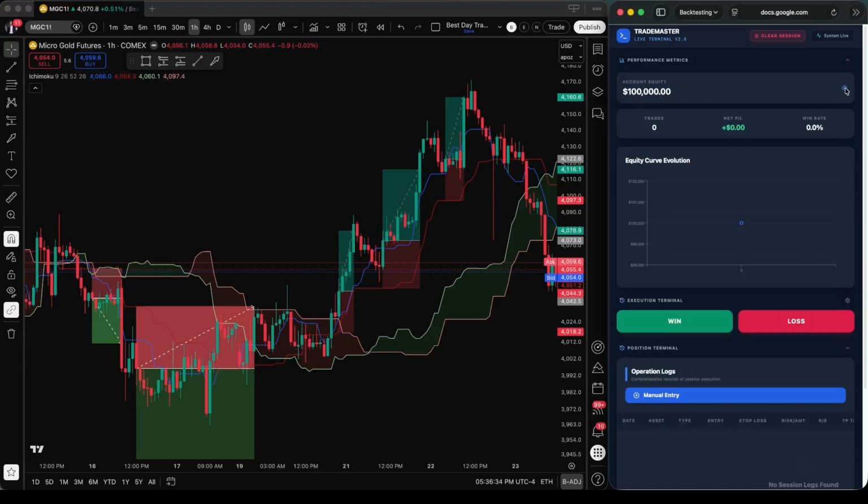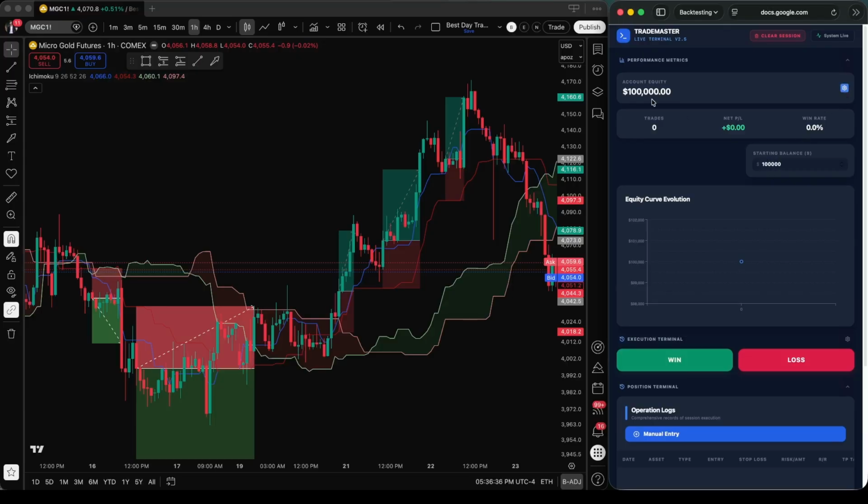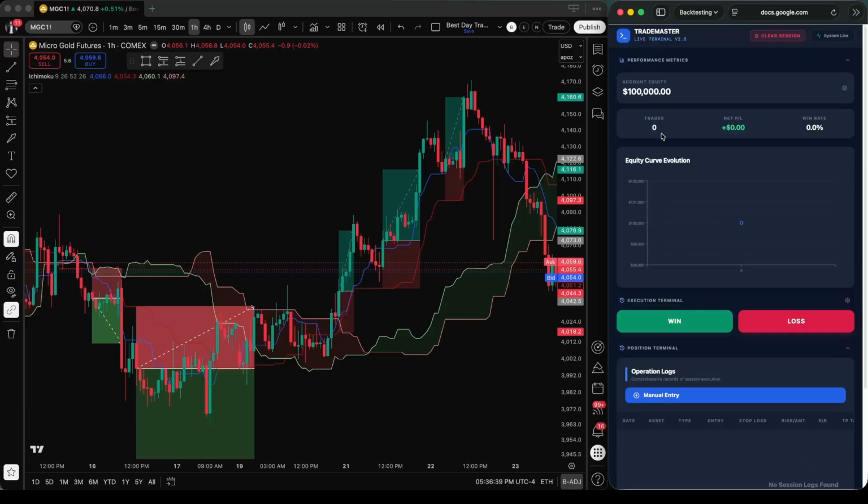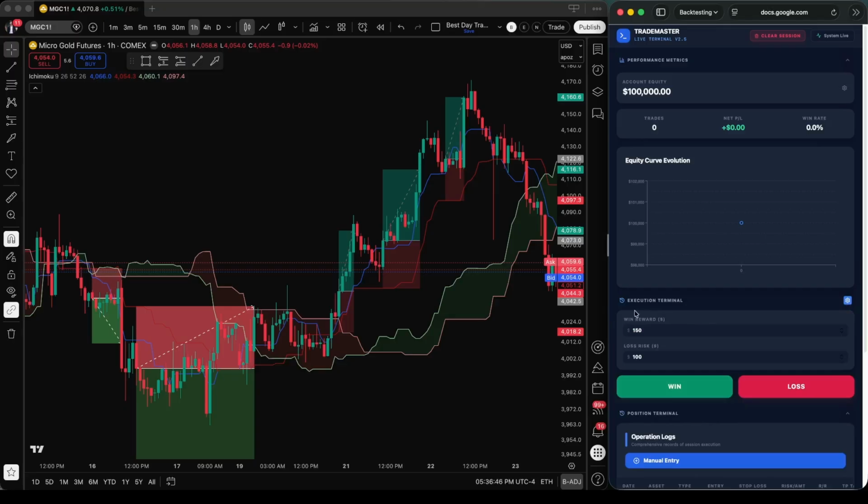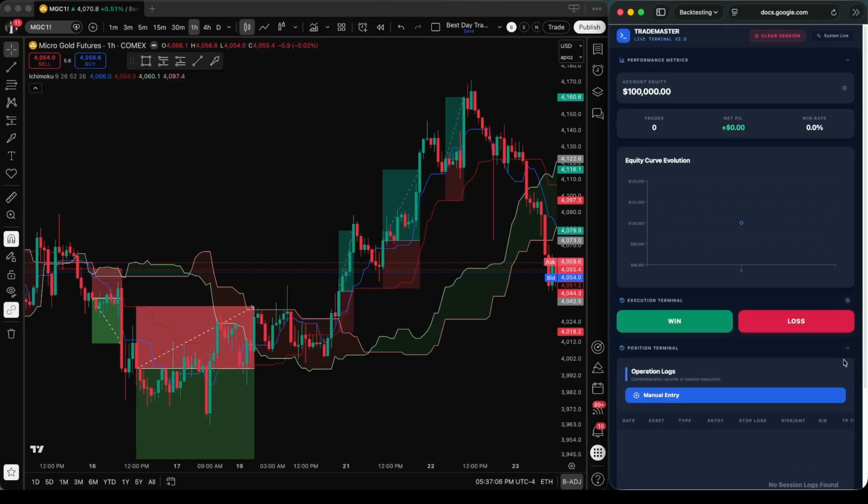You can change this account size to whatever you want. Right now I have it at 100, but you can change it. You'll see the number of trades you take, your P&L, and your win rate. Also, in the actual execution terminal, I'm going to do it so that for every 1,000 I am risking, I'll be making 1,500. So whenever I click a win, the account goes up by 1,500. If I lose, it goes down by 1,000. So let's do it like this. And here are just the manual entries if you actually want to see what was taken.